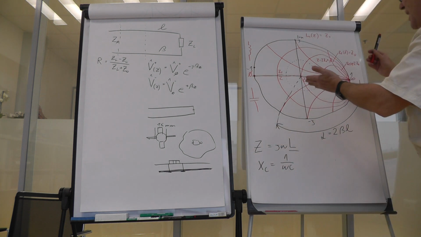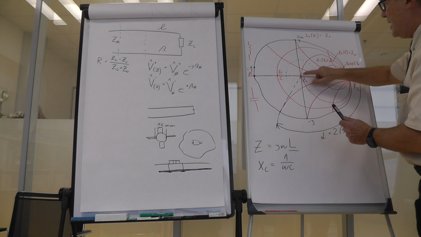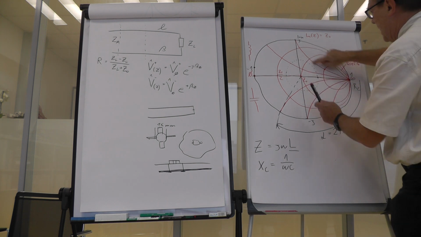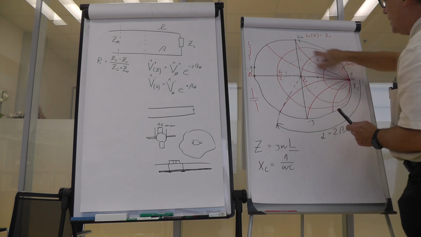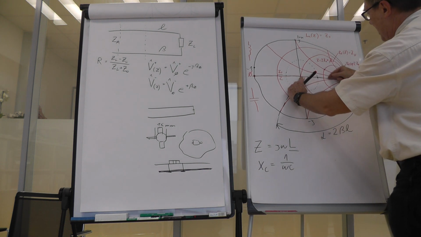So now we can easily put impedances into the chart. But at the same time, we can easily read the reflection coefficient. The magnitude is given by this system of lines, and the phase is directly measured here.